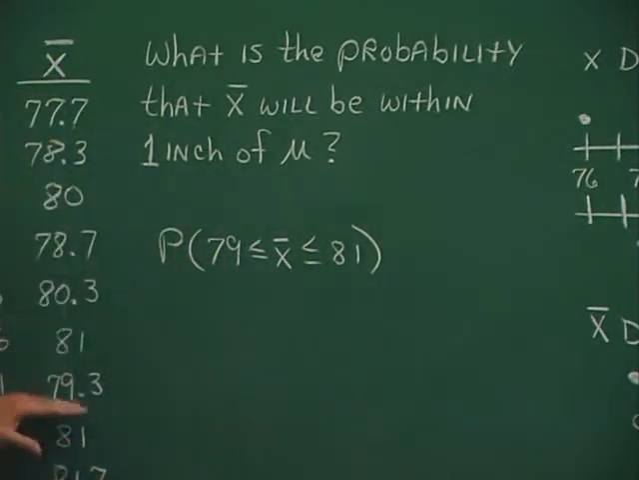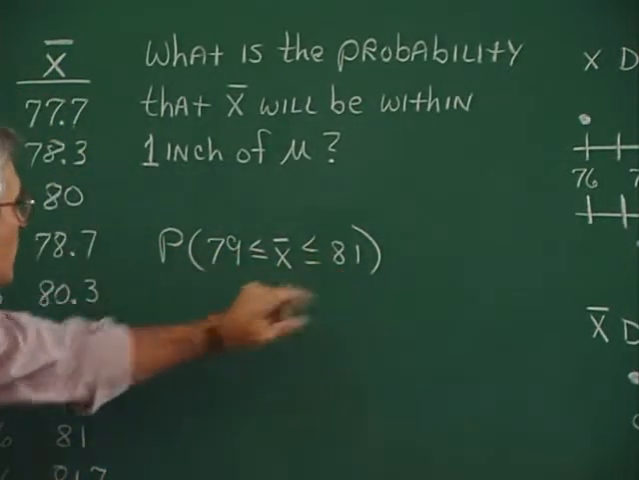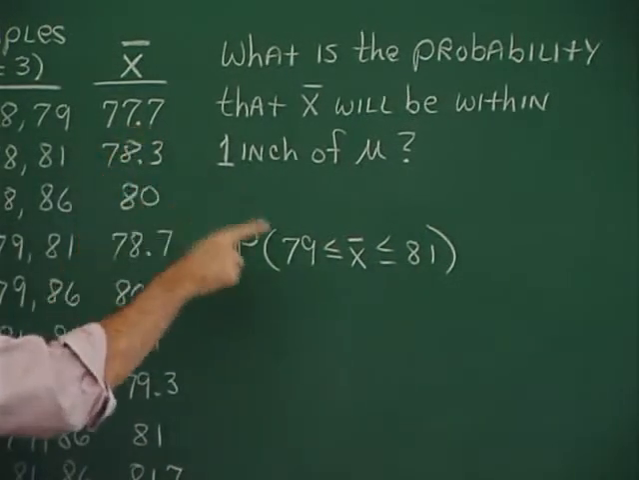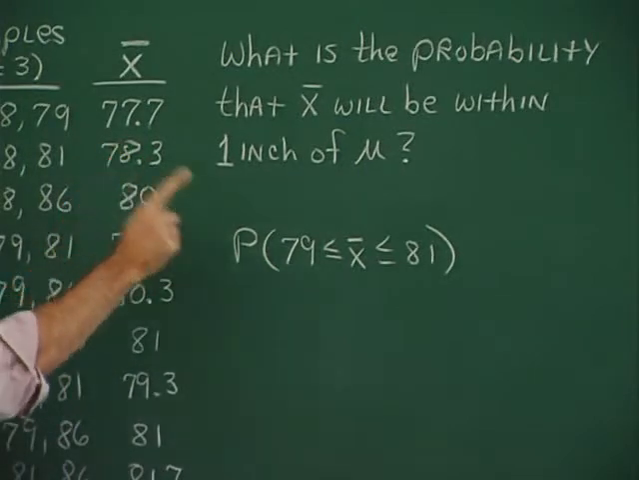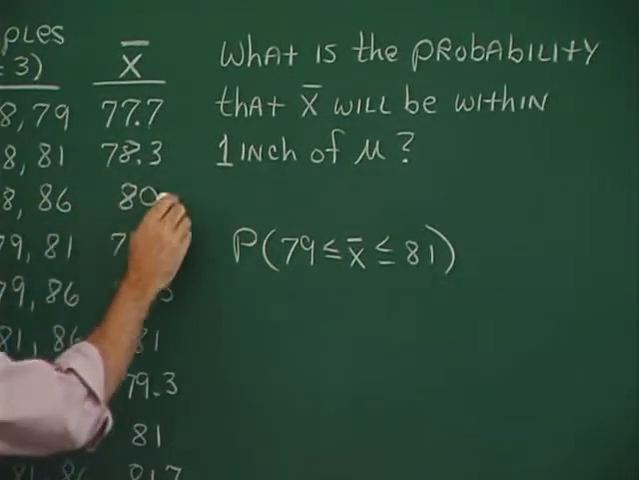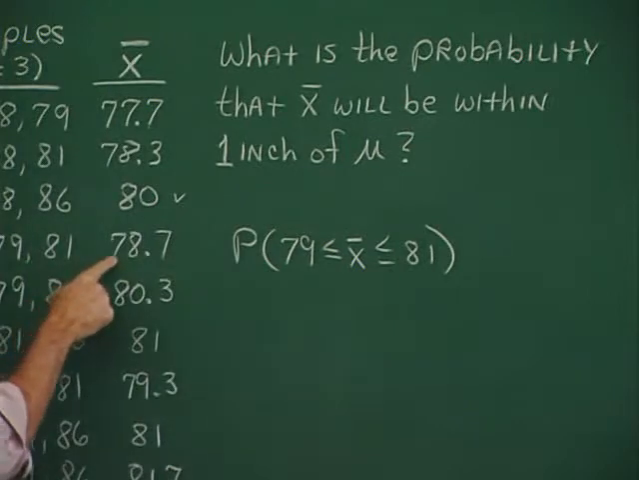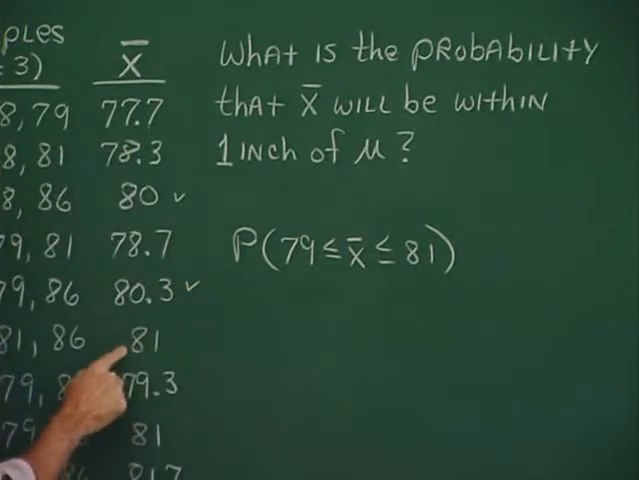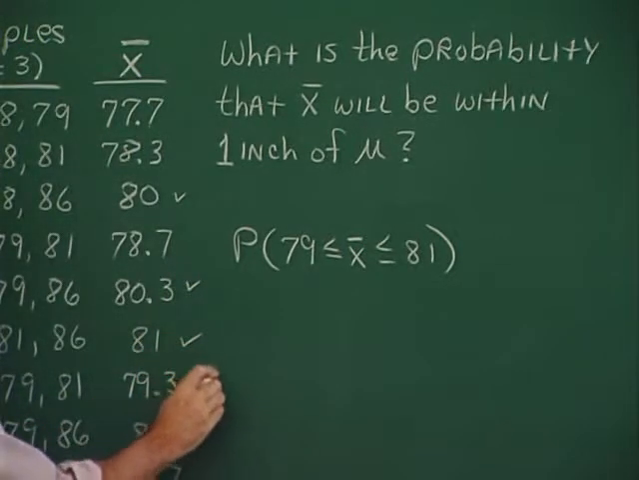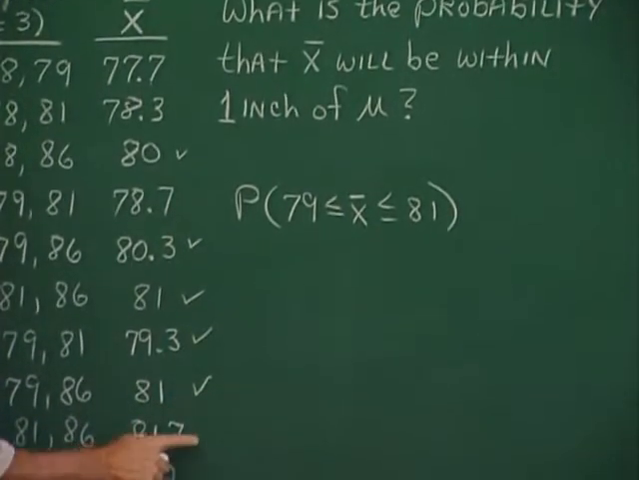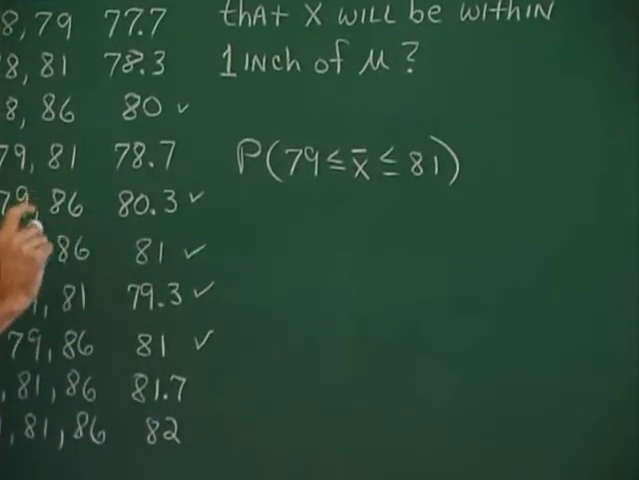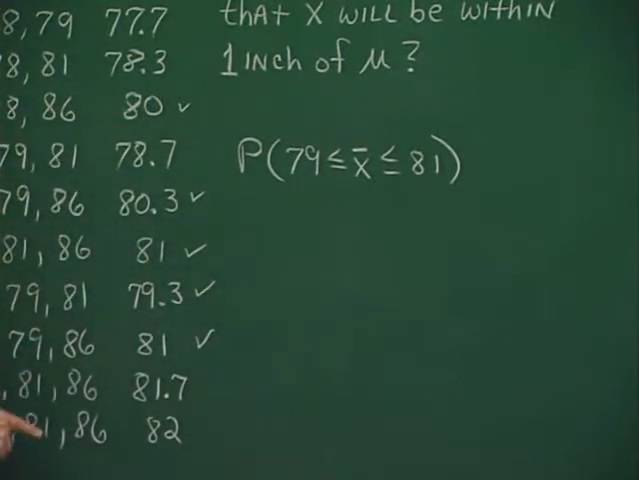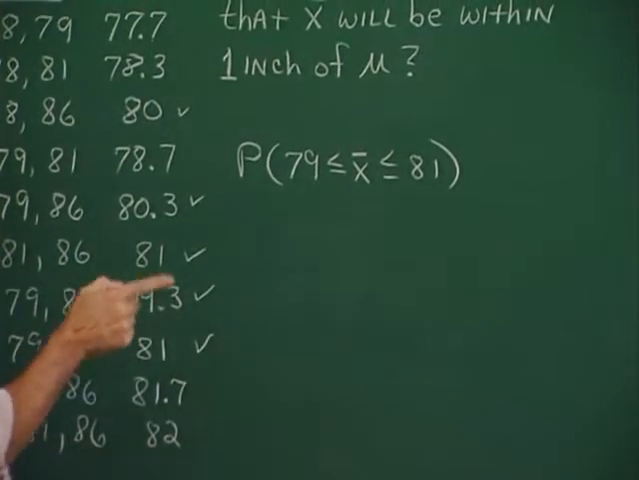How many of these values are between 79 and 81? Well, let's see. We have 77.7 outside of that range of values, 78.3 outside of that range, 80, yeah, that's in that range, 78.7 outside of the range, 80.3, check, 81, check, 79.3, check, 81, check, 81.7 outside, 82 outside. Okay, we have 1, 2, 3, 4, 5 out of the 10. 5 out of the 10 that are in this range.